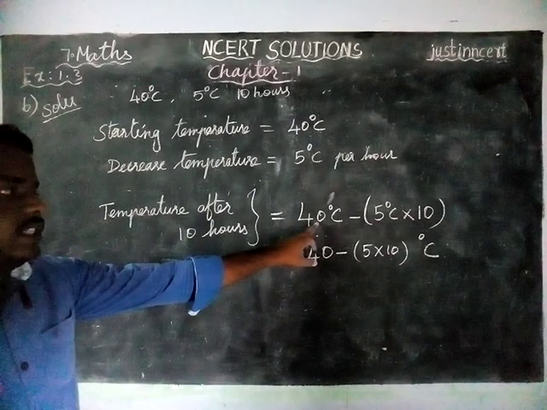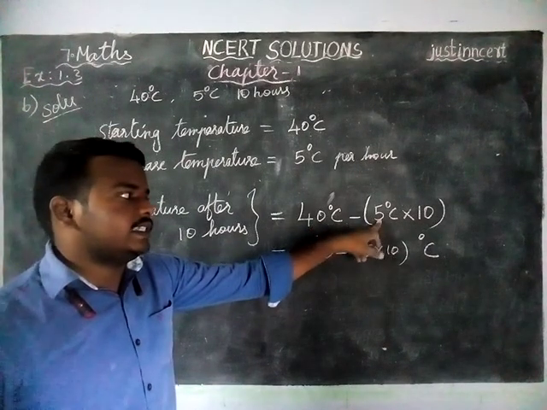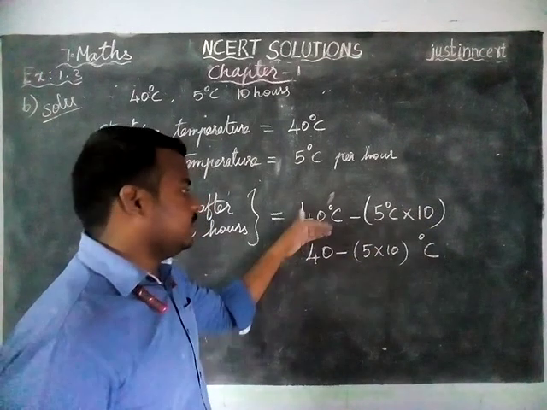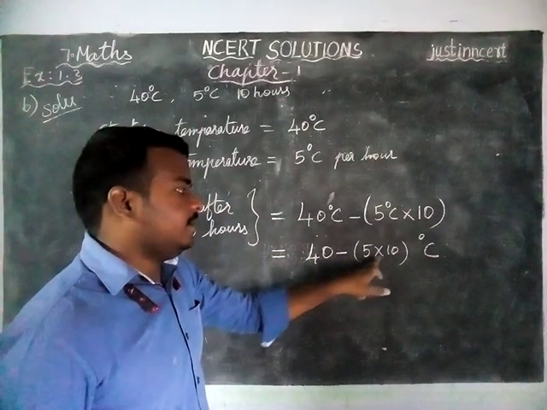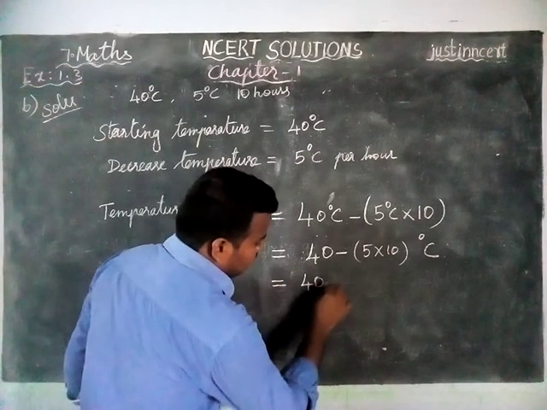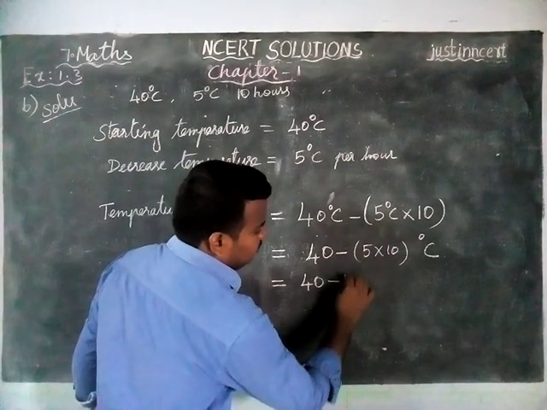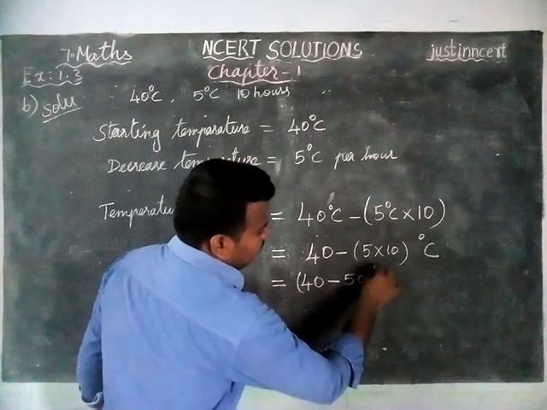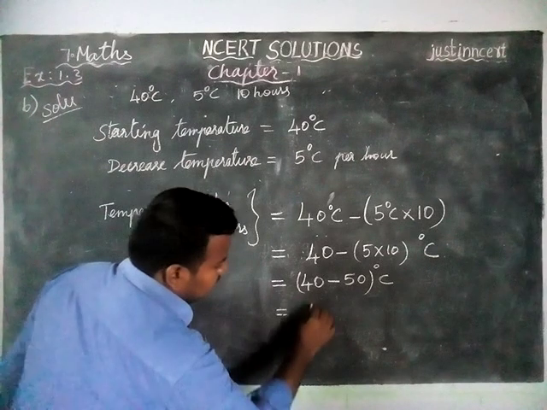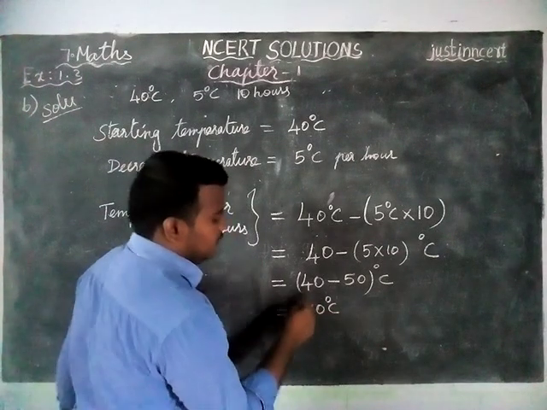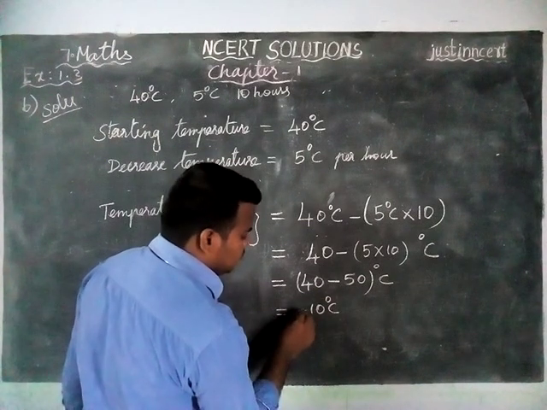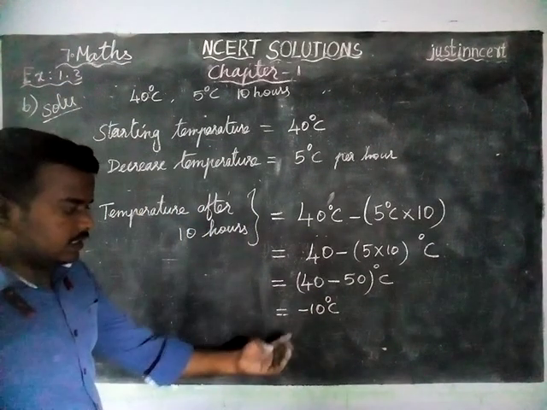So starting temperature is 40 and per hour it is decreasing by 5 and total number of hours is 10 hours. So now we have converted it into 40 minus 5 into 10 is equal to 40 minus 50 degrees Celsius. Now the difference between these two is 10 degrees Celsius, and in this the greatest number is 50. In front of 50 the minus sign is there, so minus 10 degrees Celsius.